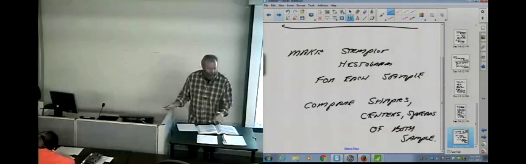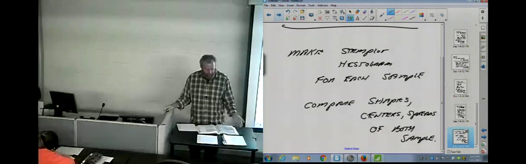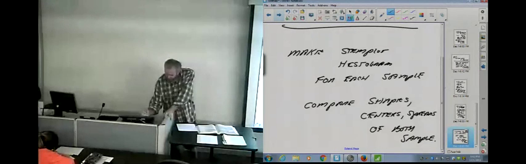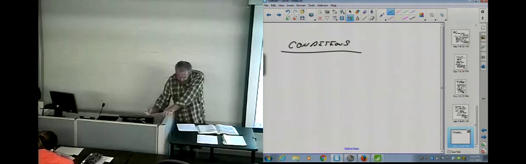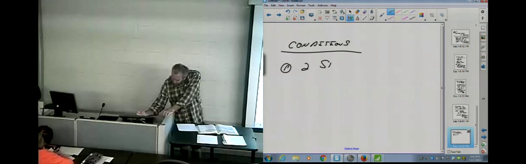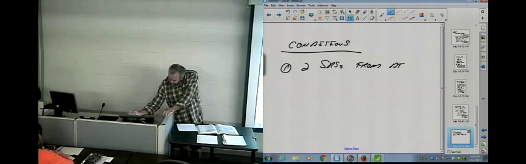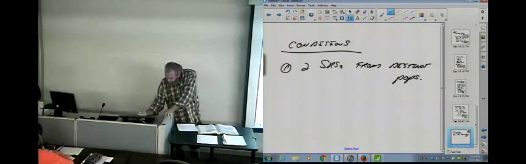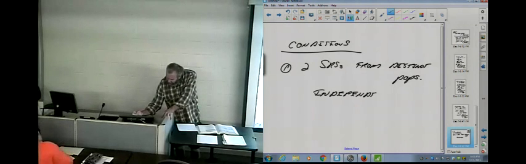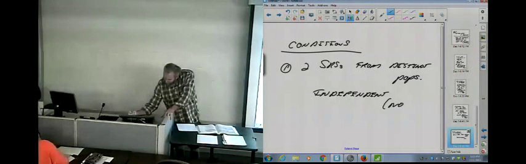Now, I'm on page 487. It says conditions for inference comparing two means. So my conditions here, well, if I got two samples, how many SRSs do you think I should have to have? I need two simple random samples from distinct populations. I need them to be independent. In other words, knowing who is in one sample tells me nothing about who is in the other sample. I mean no matching allowed.